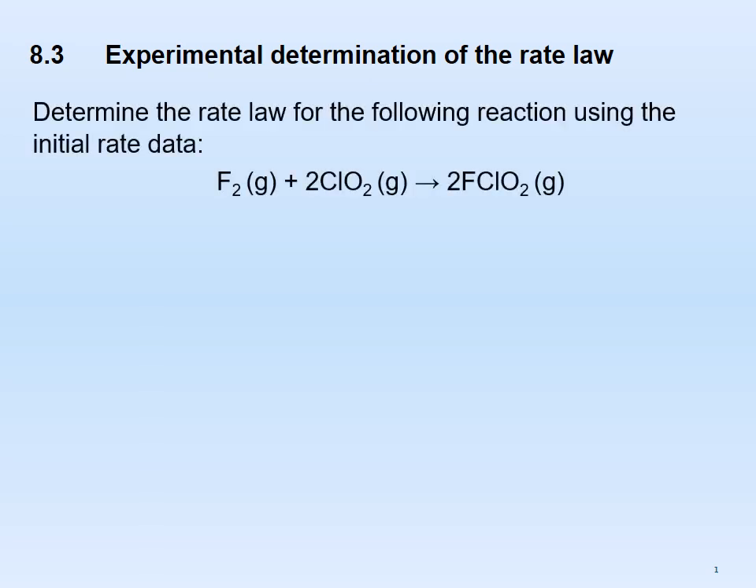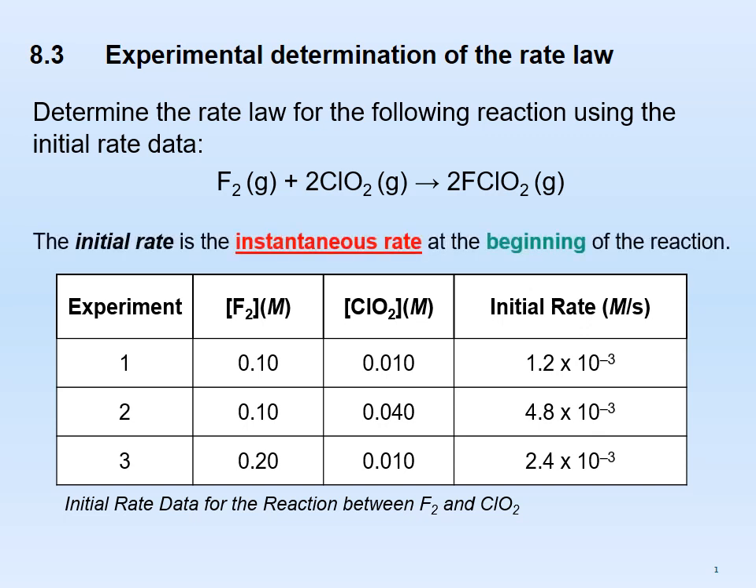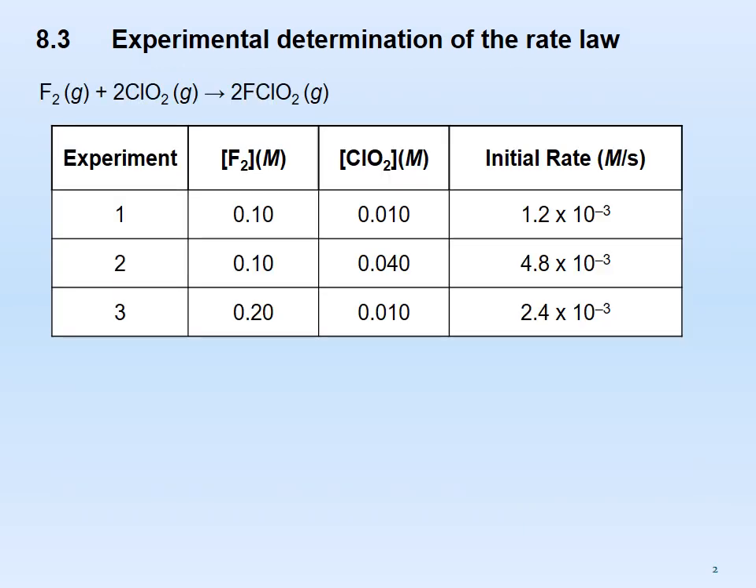Experimental determination of the rate law. In this example, we determine the rate law for the following reaction using the initial rate data, where the initial rate is the instantaneous rate at the beginning of the reaction. First, we come up with a general rate law.